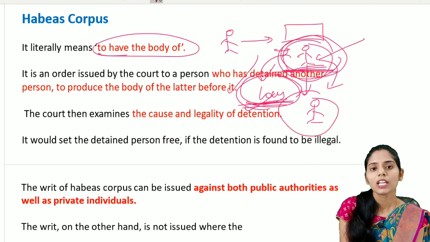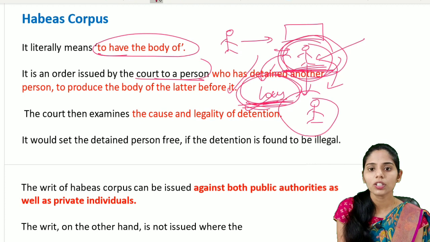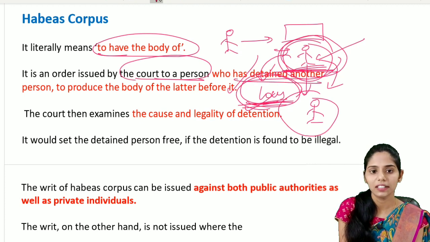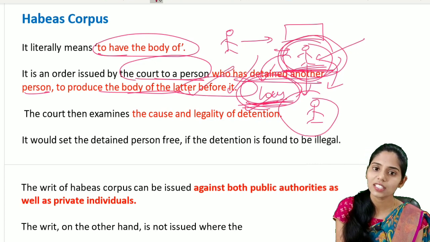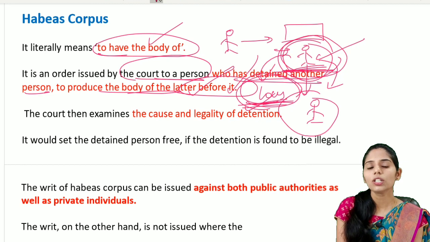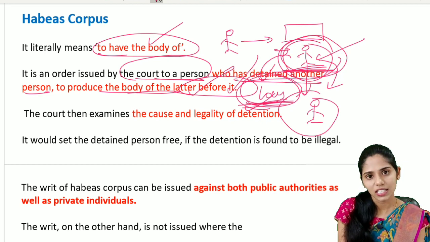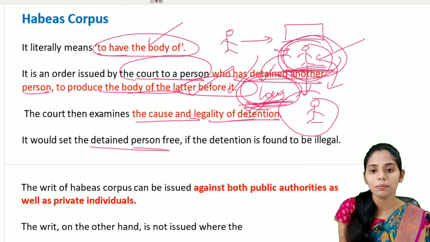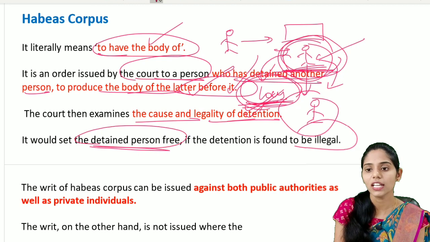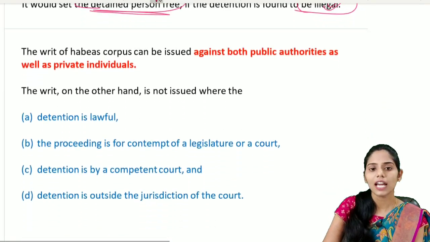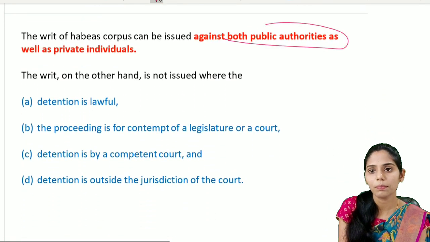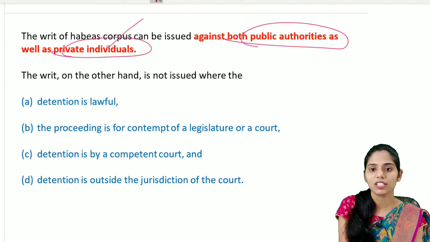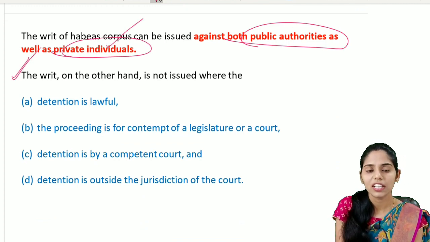If you see in this slide, it is an order issued by the court to a person who has detained another person, to produce the body of the latter before it. In this way, it is called to have the body of. The court then examines the cause and the legality of the detention, and it would also set the detained person free if the detention is found illegal. So this type of writ can be issued against both public authorities and private individuals as well. In this, there are some conditions.